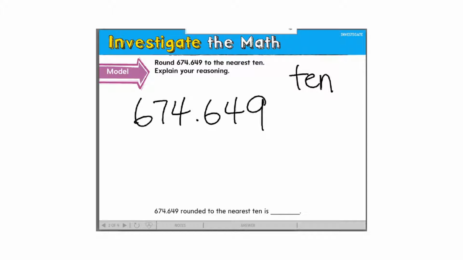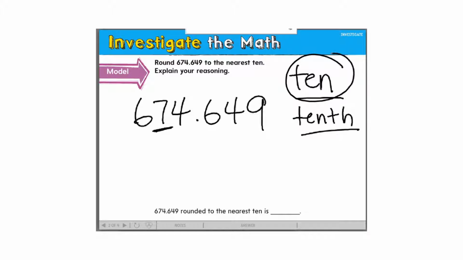Hold on, that's the tenths. This one's asking for 10, just the 10. So what number do you think it would be? This is the ones place. This is the tens place. That number, this and this are different. Do you see the difference between those two?